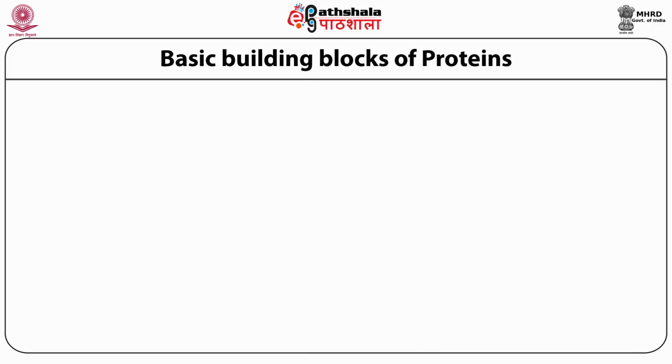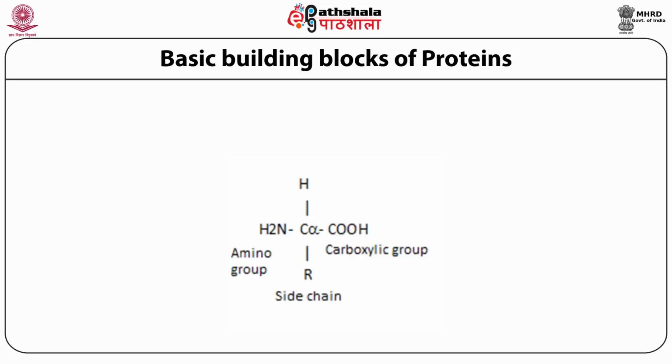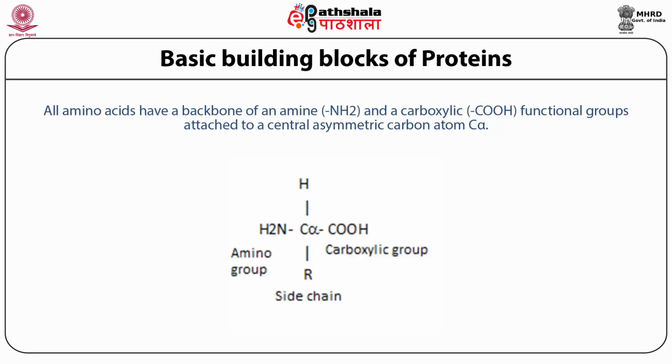Basic building blocks of proteins. Amino acids are basic building blocks of proteins. What we have is a central carbon, asymmetric carbon, which is called C alpha. All amino acids have a backbone of an amine, that is NH2, and a carboxylic COOH functional group attached to the central asymmetric carbon atom C alpha.